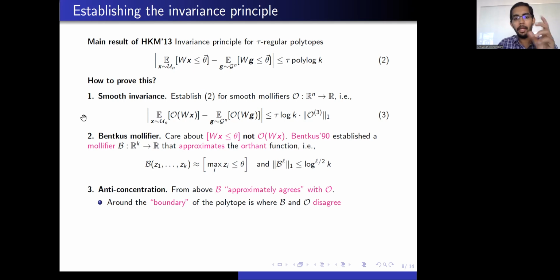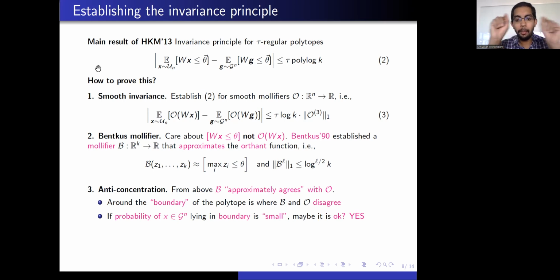And how do Harshad, Clemens and Mecca get around it? The crucial insight that they have is maybe since we just care about the expectation over X or expectation over G, the probability mass of X sitting in the boundary of the polytope is small. And maybe if we can prove this, that could be okay. And precisely they show that this is fine. But in order to show that the probability mass is small in the first place, we require another additional step.